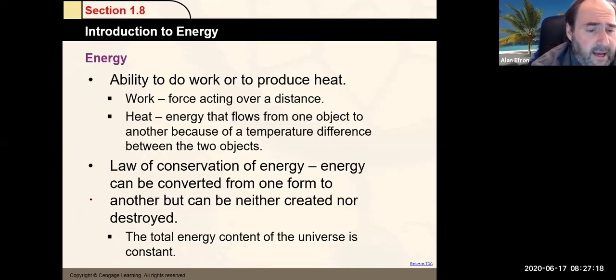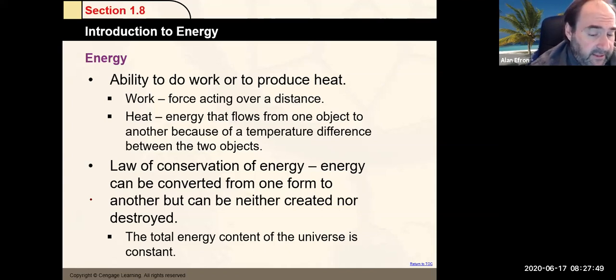Energy, again, is the ability to do work or produce heat. Work is some type of force acting on something. When we talk about heat and energy, heat flows from the warmer object to the colder one. So something warmer will cool down, and something cooler will gain that heat and energy and warm up. If they're in an isolated or insulated container, they'll meet somewhere in between their temperatures.